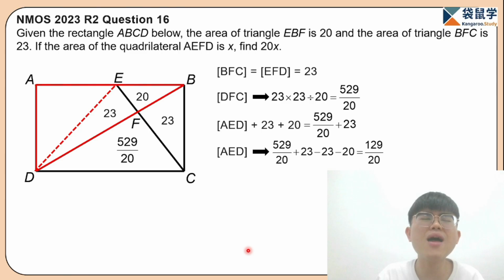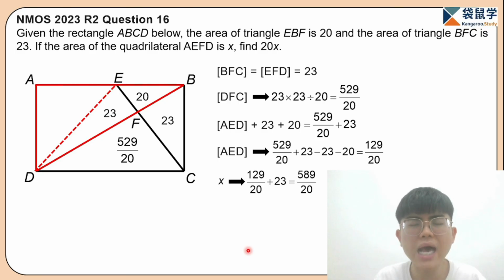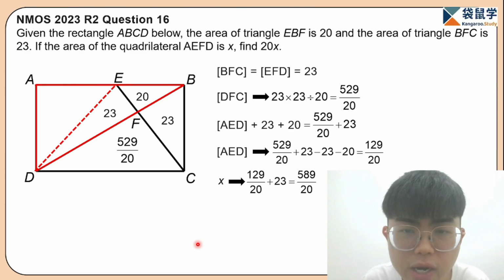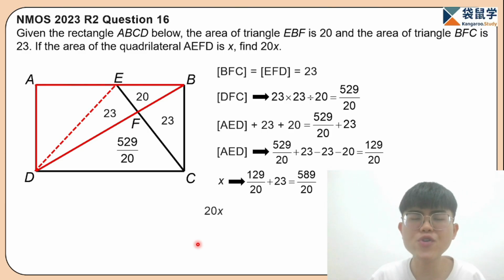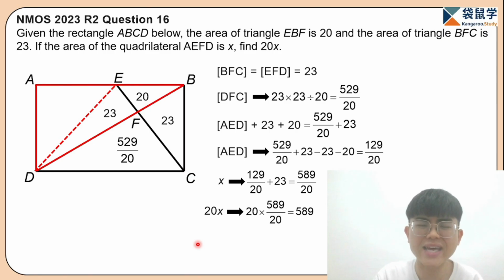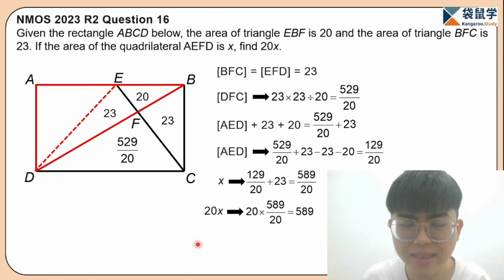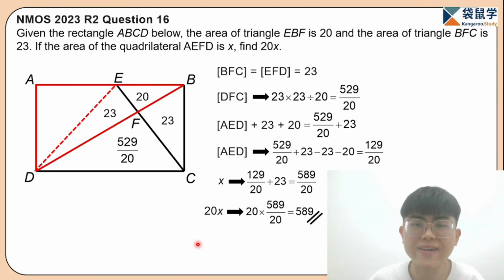So now we have found out the area of these two parts. To find out what x is, you just have to add them up. So for x, you will just have 129 over 20 plus the 23 that we found here. We will have 589 over 20. And in this question, we want to find 20x. So we just have to multiply by 20. You'll get that the answer will be 589. This will be our final answer.